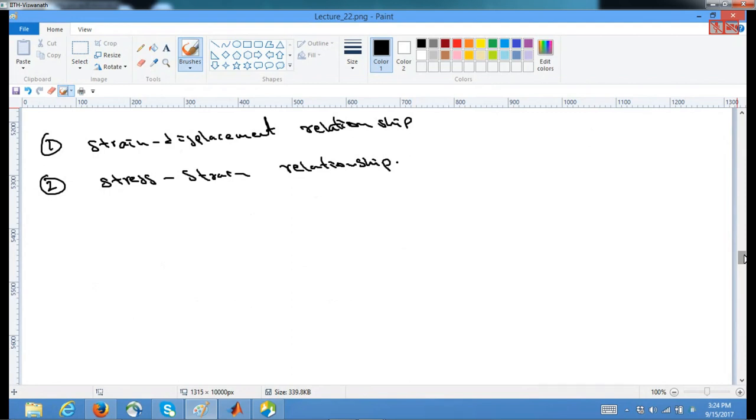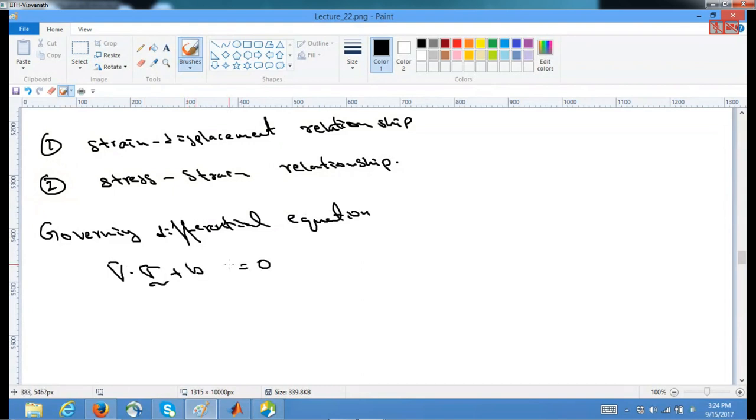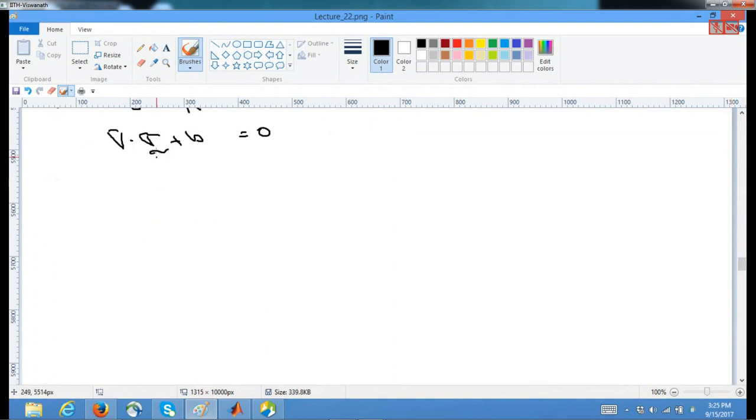First thing is our governing differential equation, which is nothing but linear momentum balance, which simply says that del dot sigma plus b equals 0. This can be written further, in the index notation, as dou sigma ij by dou xj plus bi equals 0.